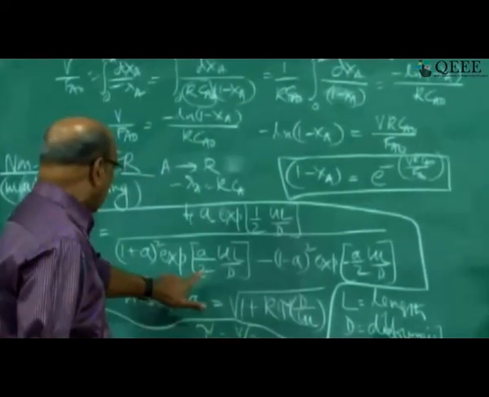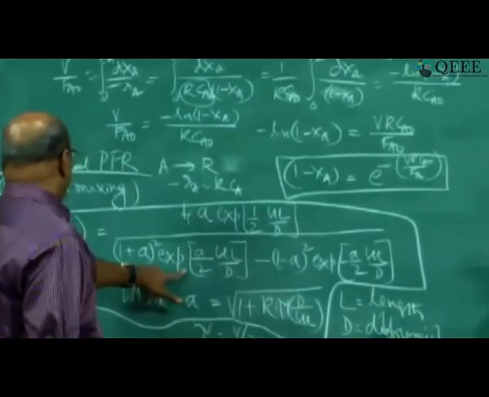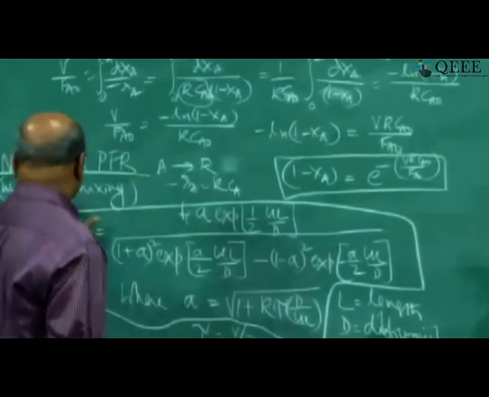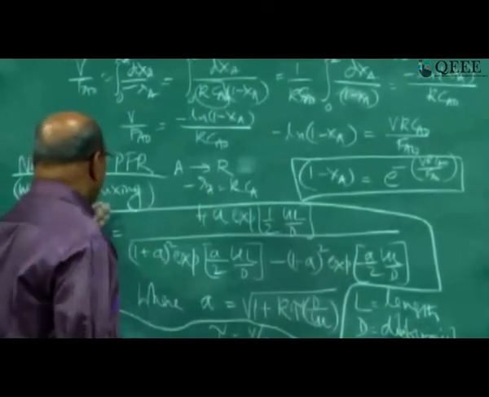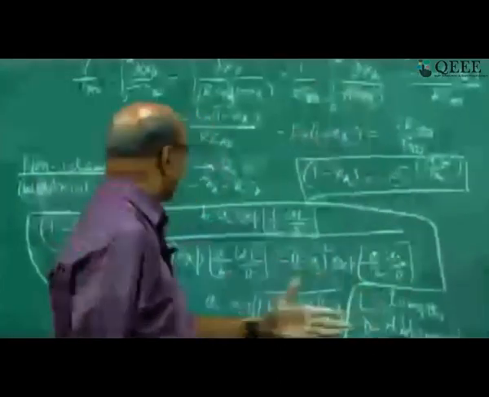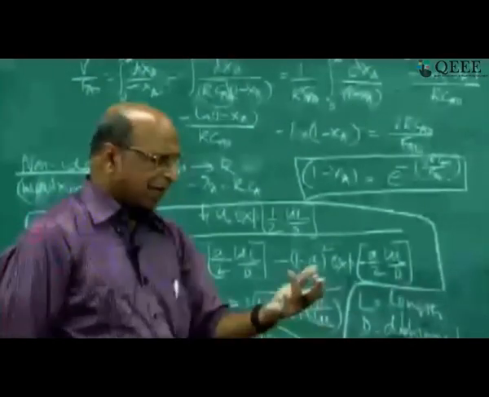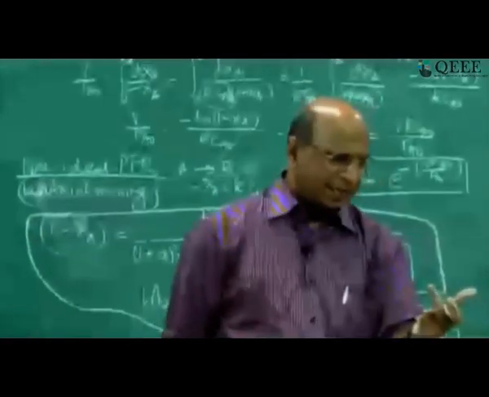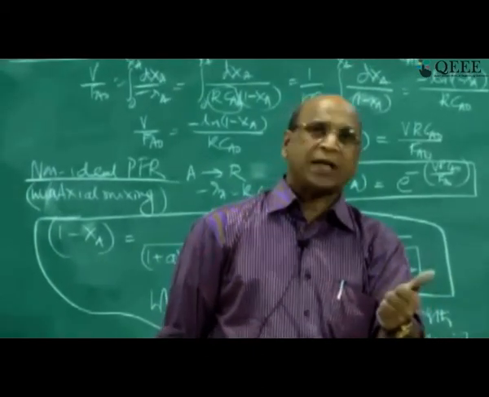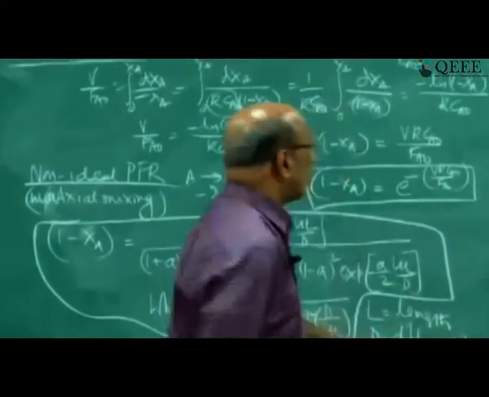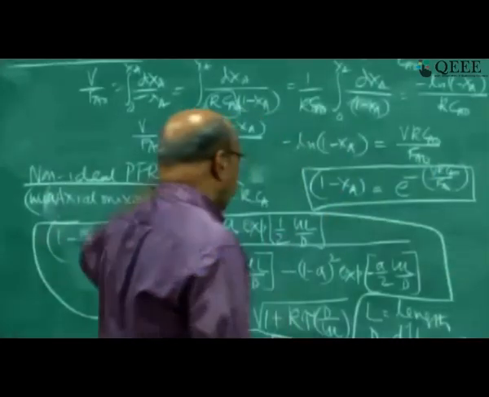If I don't assume ideality and I take only axial mixing as the non-ideality, there are other non-idealities like channeling, and radial mixing also. So if you have axial mixing, radial mixing, channeling, and dead space as non-idealities, then I have to write the equation covering the whole board.